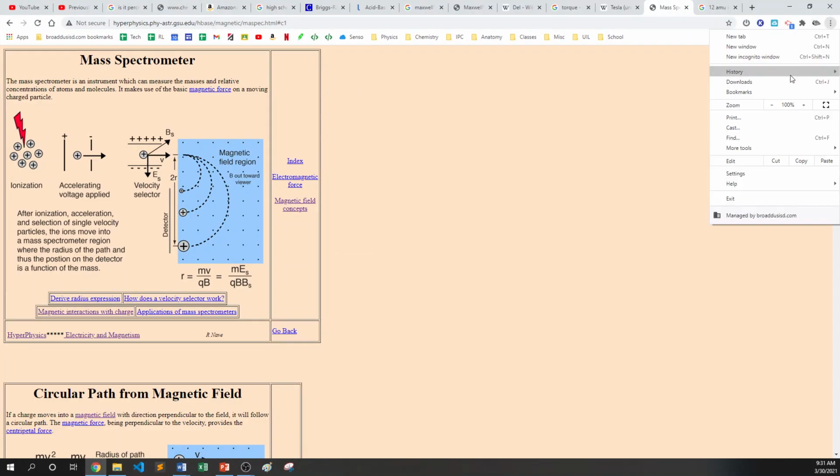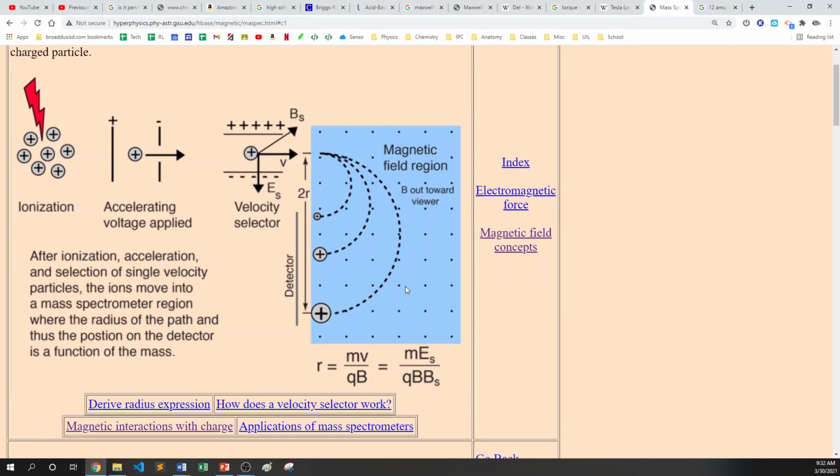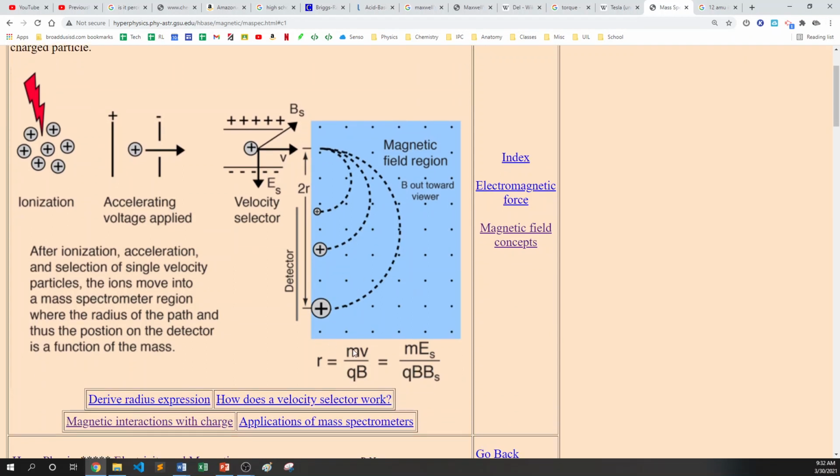So basic mass spectrometer. You ionize the particles. You accelerate them so that they actually control very precisely the velocity. So you accelerate it to some velocity. You have a velocity selector. Basically, it only allows particles of a certain velocity to go through. So you know very precisely the velocity. You know the magnetic field. And the radius is equal to mv over qB.